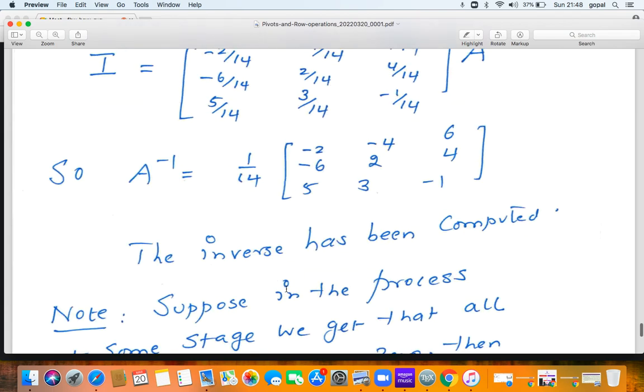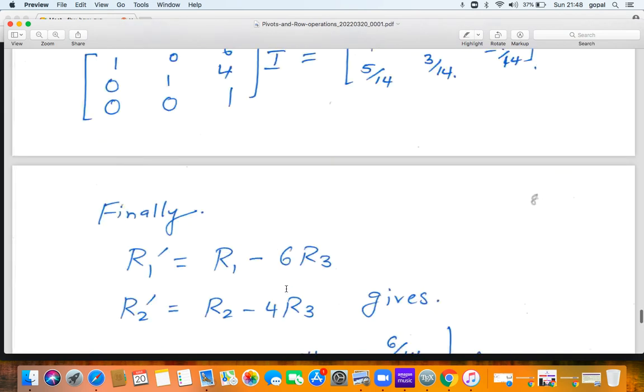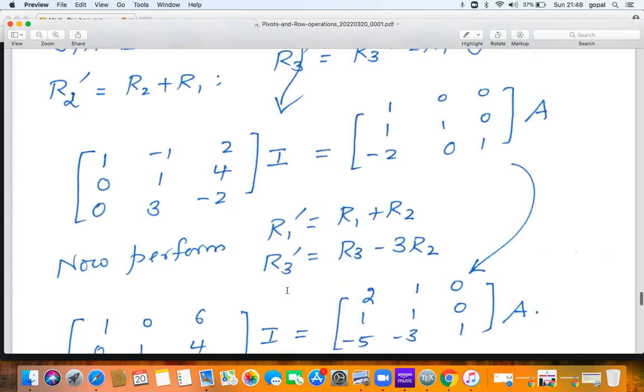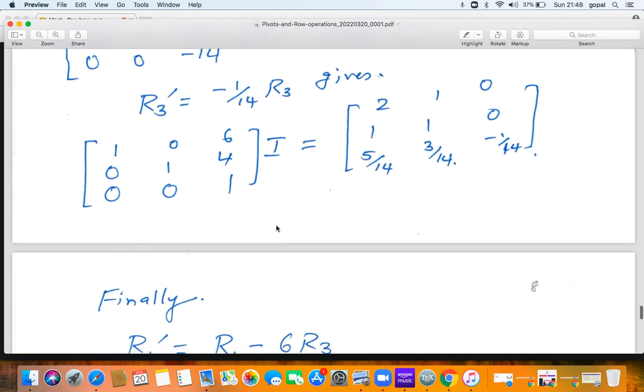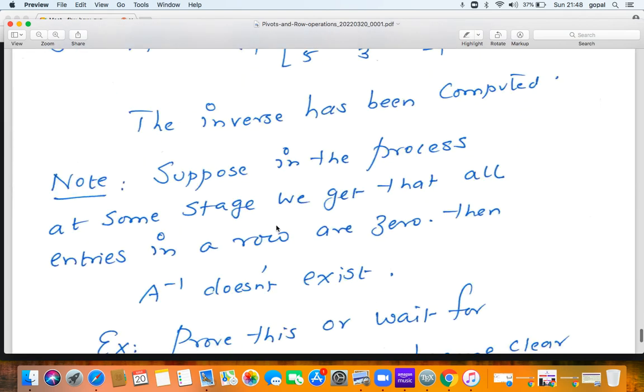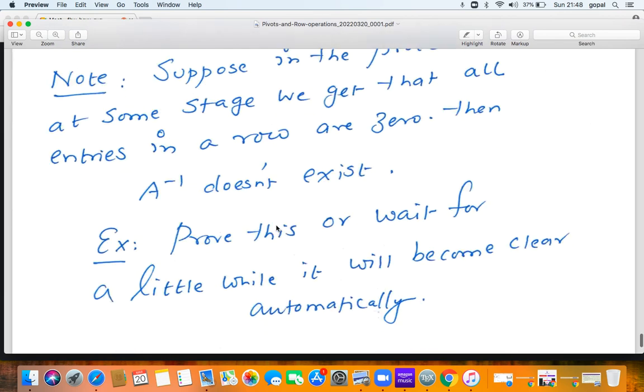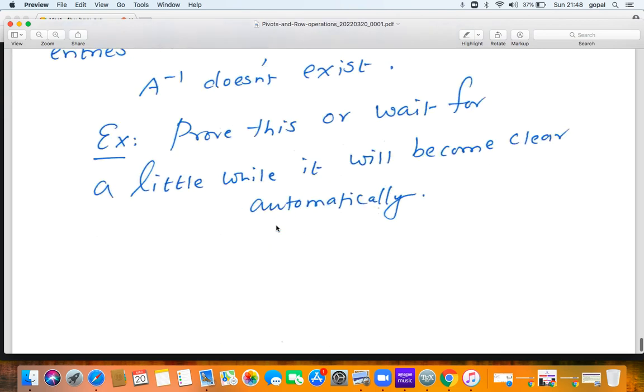Inverse has been computed. Now suppose, for example, in this process, it happens that one of the rows on the left hand side becomes 0, 0, 0. Suppose in the process at some stage we get that all entries in a row are 0, then the conclusion is that A inverse doesn't exist. How do you prove this? Exercise, prove this, or wait for a little while. After a few lectures, it will become automatically clear to everybody.